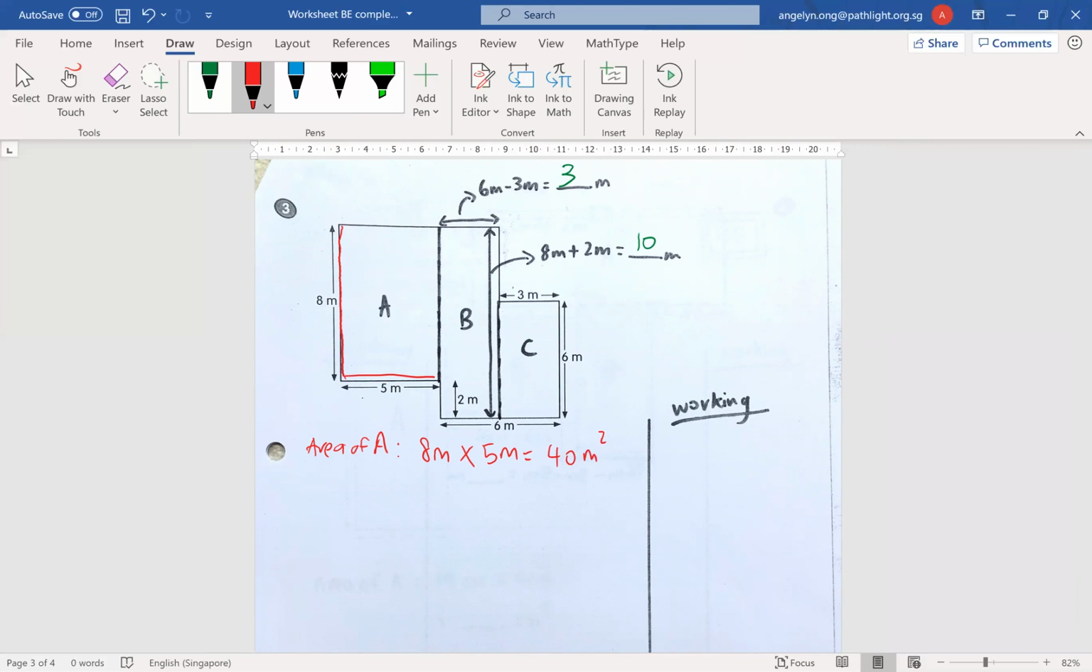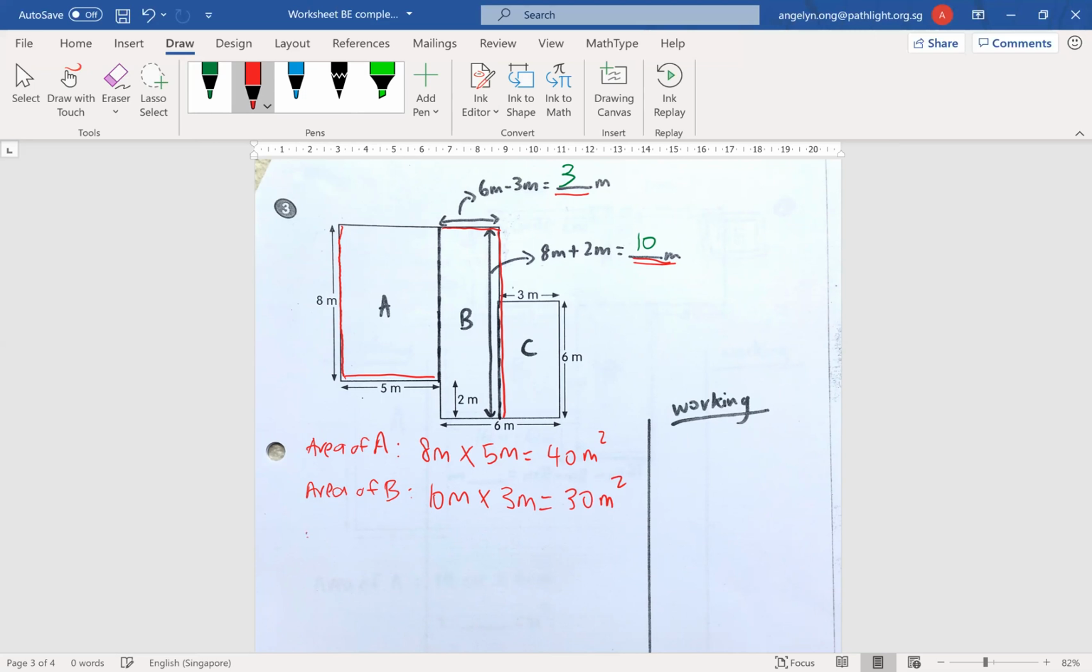Then I'm going to find area of B. What is that? Remember the length we found just now, this long one, we found out it's 10 meters. So we take 10 meters times the breadth, and we found just now the breadth is 3 meters. 10 times 3 is 30, so it's 30 square meters.